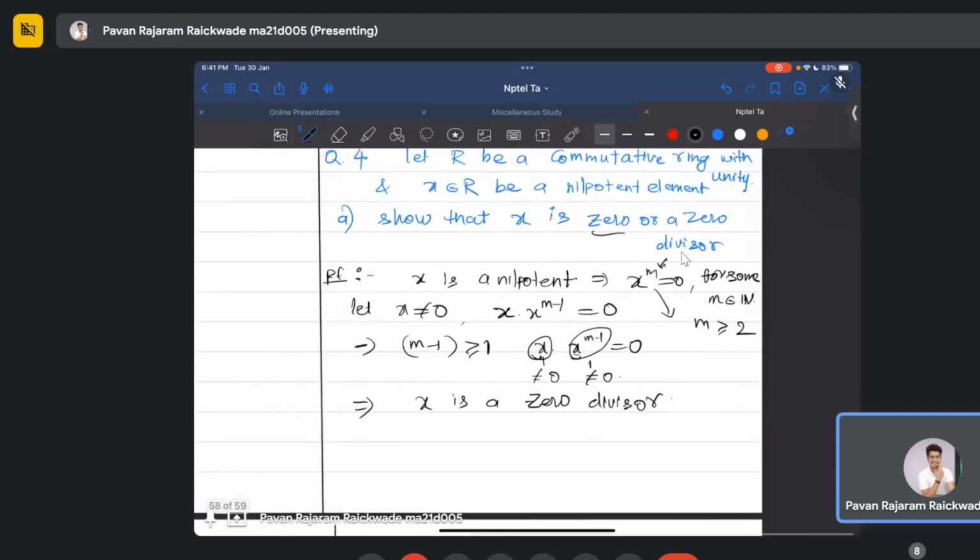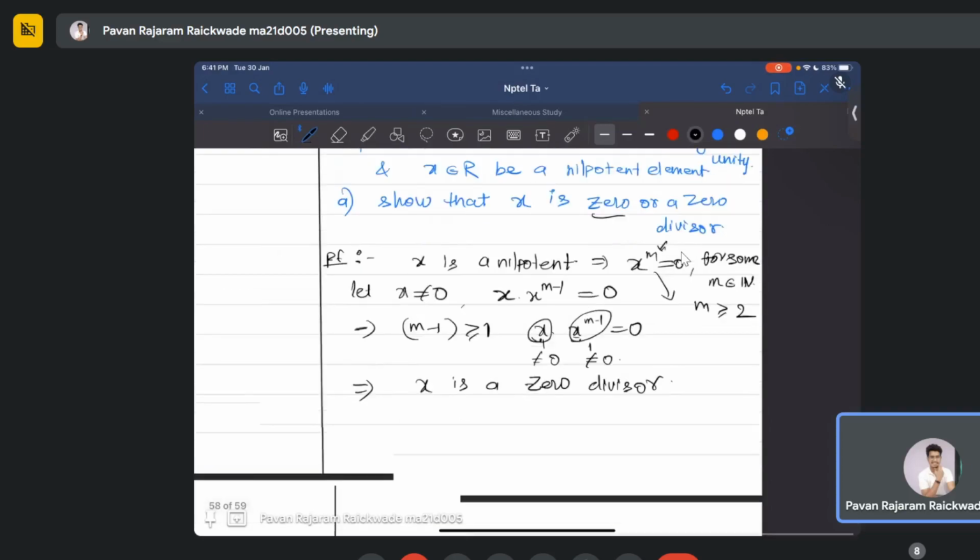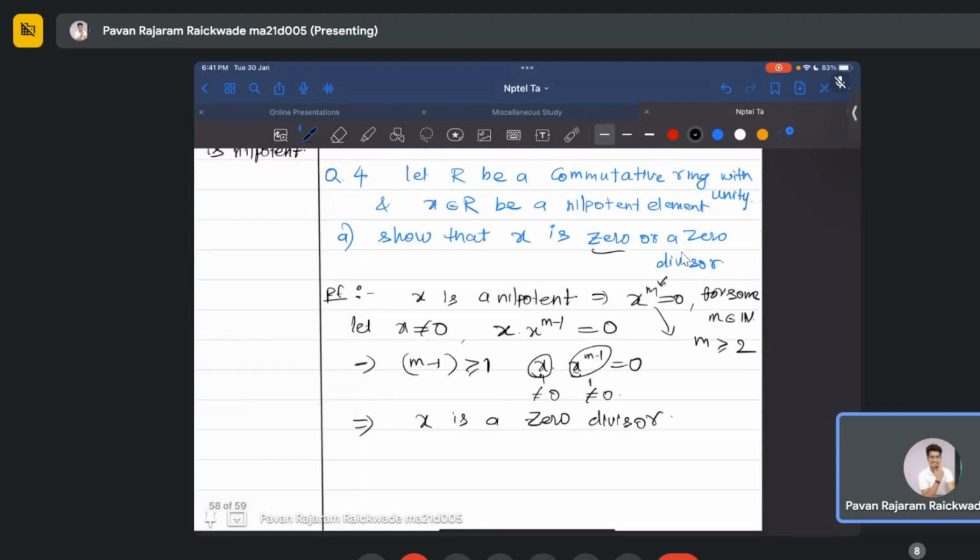right? Simply, when do you call an element a zero divisor? If there exists another non-zero element, so that the product of these two elements is zero, right? I found a non-zero element x raised to m minus 1, right? That means any nilpotent element is either zero or a zero divisor. Okay.